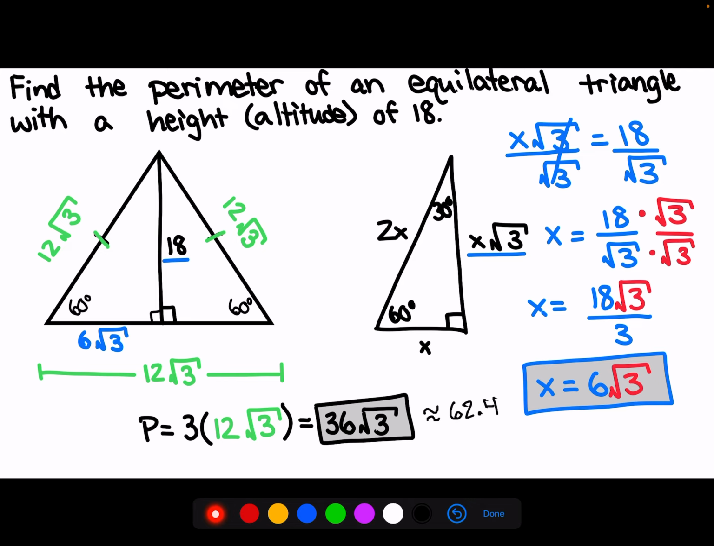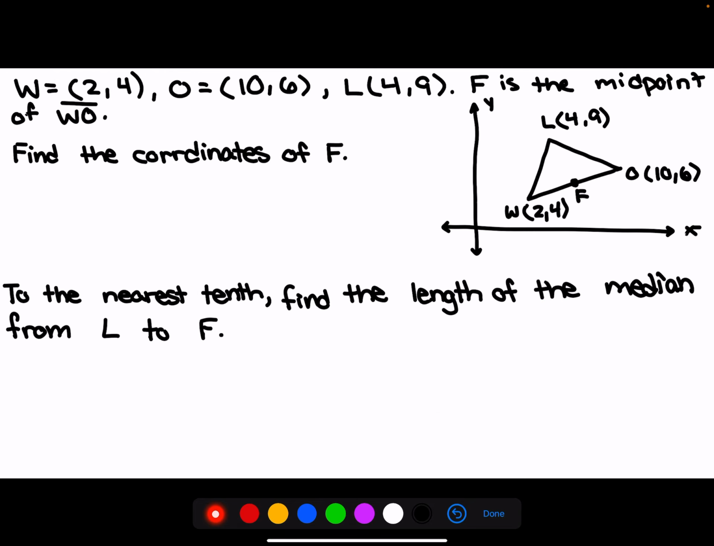That's our final answer. All right, next up. Given W is at the point (2, 4), O is at (10, 6), and L is at (4, 9), F is the midpoint of WO. So F is the midpoint of this segment right over here. We would like to find the coordinates of F.